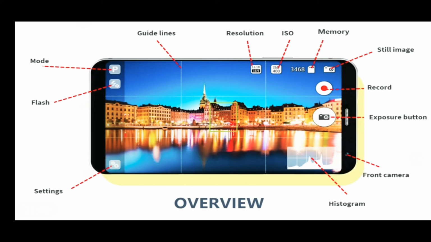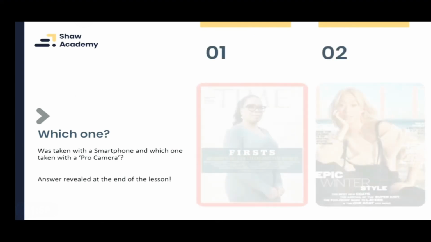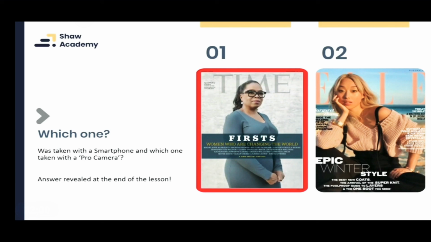I hope your attention isn't waning, but let's just perk you up again. And I want you to answer me this question. Which one of these was taken with a smartphone camera and which was taken with a professional camera? I'll reveal the answer at the end of the lesson, so be sure to stick around. Was it our Time magazine cover or was it Elle Australia? Which one of these do you think was taken with a professional camera? Which one of these do you think was taken using a smartphone?